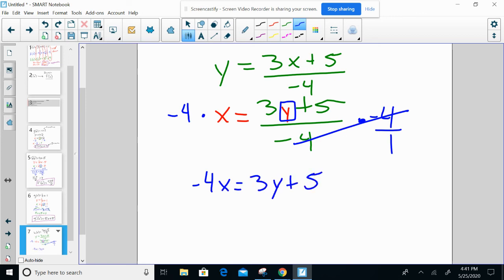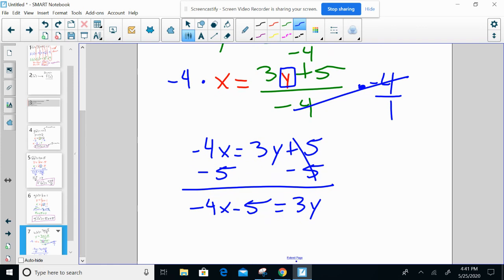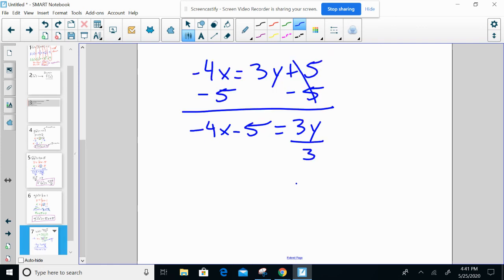We still need to get the y by itself. From here, it should be a little bit easier, hopefully. Subtract 5 from both sides. That gets rid of that on that side. And then divide both sides by 3. And that's pretty much it.